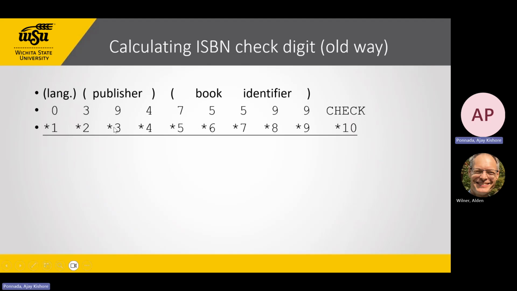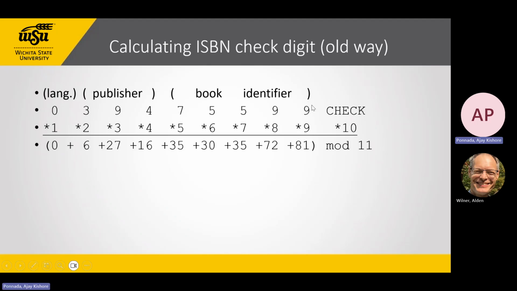Simple. So we multiply every digit with the respective 1, 2, 3, 4. We'll multiply the first digit with 1, second digit with 2, third digit with 3, and so on till the checksum, the check digit. So we are discussing how to get a check digit now. So 0 times 1 is 0, 3 times 2 is 6, 9 times 3 is 27, 4 times 4 is 16, and so on. And we'll just add all the numbers we get.